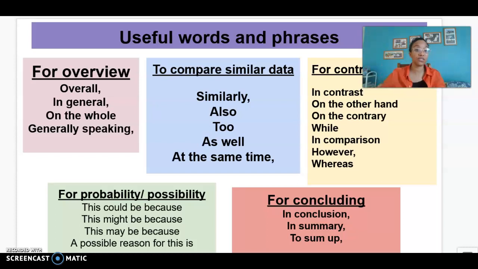Remember, that's your first sentence when you start talking about data. To compare and contrast similar data: similarly, also, to, as well, at the same time. For contrasting data. For probability and possibility. Remember, we don't always know exactly why something is the case, so we can use words that show what we think. This could be because, this might be because, this may be because. A possible reason for this is. And we have some words for concluding. In conclusion, summary, to sum up.